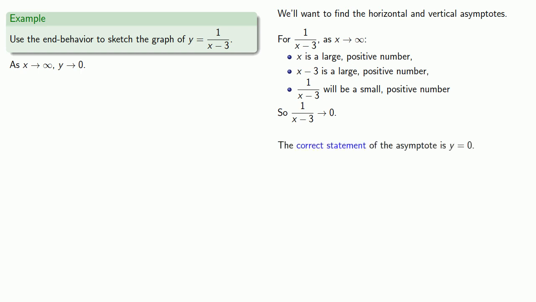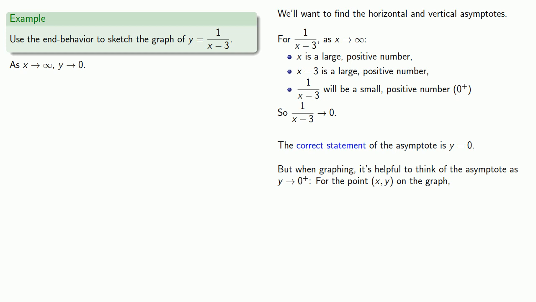Now the correct statement of the asymptote is y equals 0. The equation of the asymptote requires a specific real number. But when graphing, it helps to have a little bit more detail. Remember that 1 over x minus 3 will be a small positive number, and we might represent this using our superscript notation, 0 plus. Again, equals means replaceable, so that means that y is going to 0 plus. And so we might consider the following. For the point (x, y) on the graph, as x goes to infinity, y goes to a number slightly more than 0. So (x, y) will be very far to the right and slightly above the x-axis.